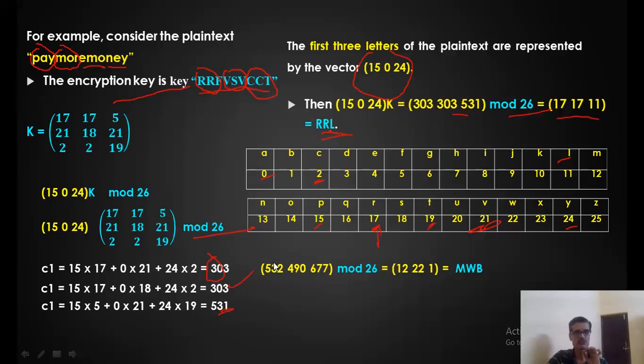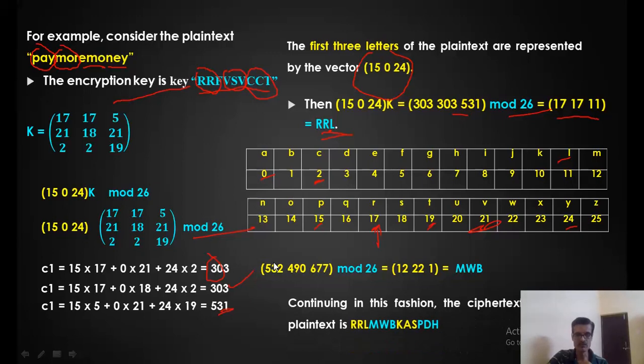So next you consider EMO and NEY. And finally we will get the ciphertext as RRL, MWB, KAS and PDH. So this is simple matrix multiplication which, taken mod 26, gives you the ciphertext according to the Hill Cipher method. Okay, now what about decryption?